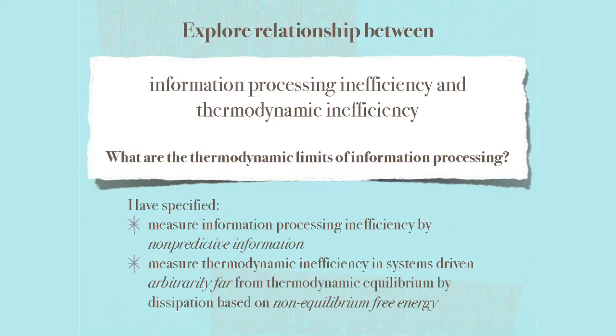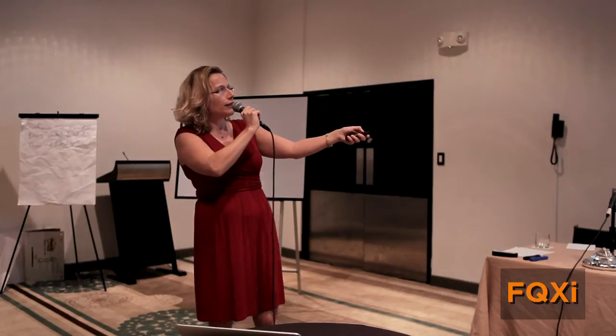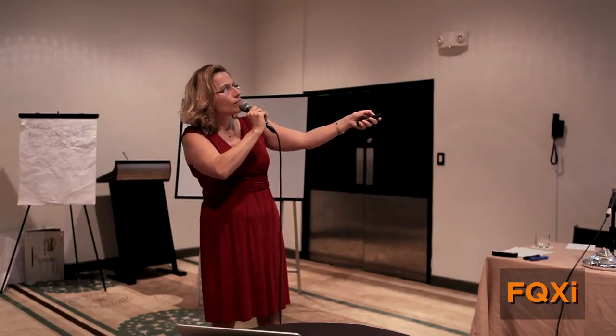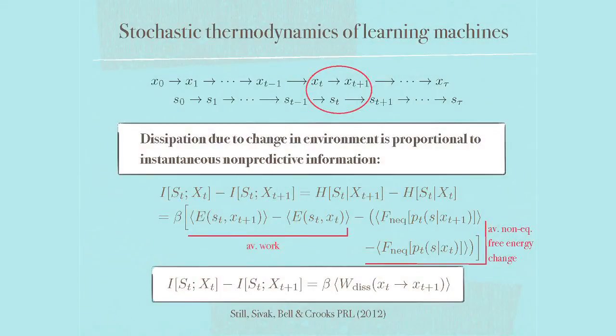Okay, now that I've specified how I want to measure the information processing inefficiency, namely by non-predictive information, and how I want to measure thermodynamic inefficiency, namely by dissipation, which is based on non-equilibrium free energy change, now it's easy to see that these two things are very closely related to each other. So the amount of energy that's dissipated in this instantaneous change here when the environmental variable changes is proportional to the non-predictive information contained in the state of the system.